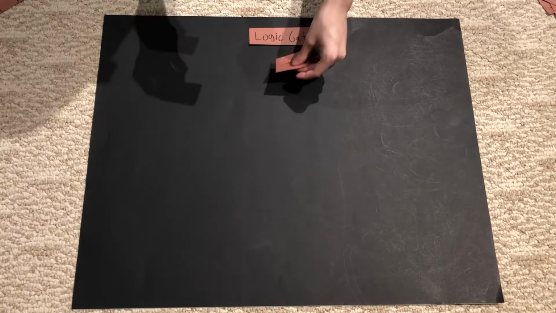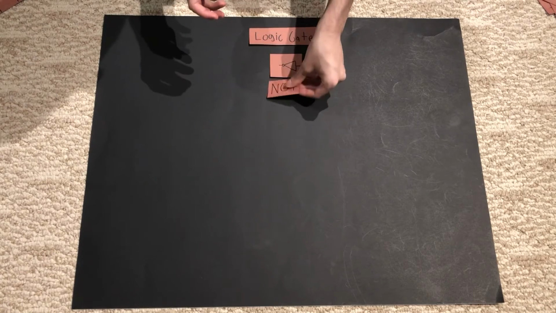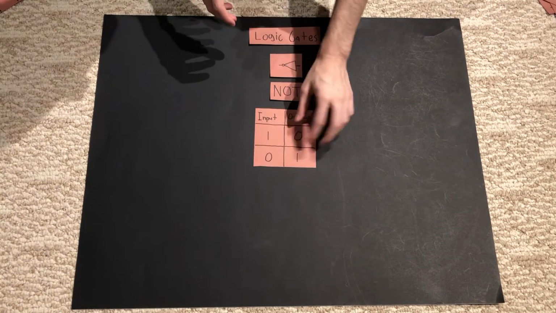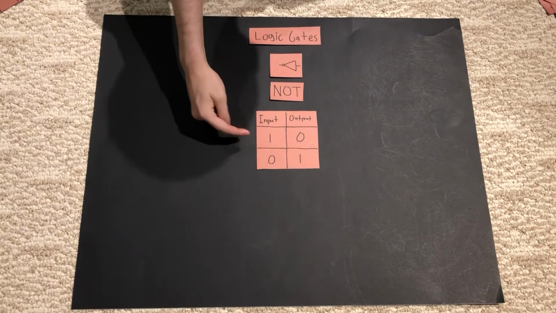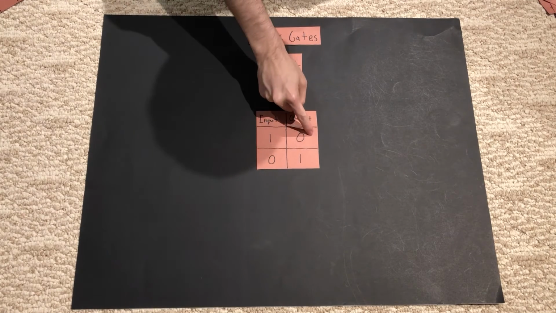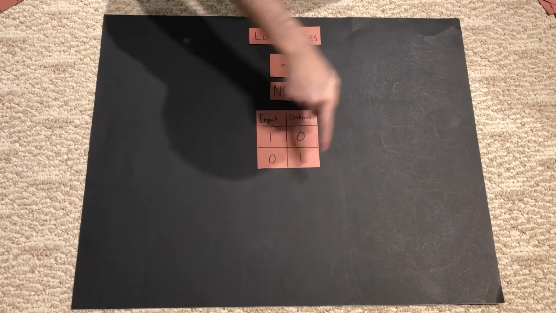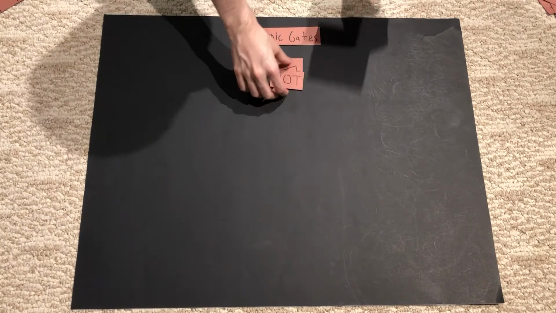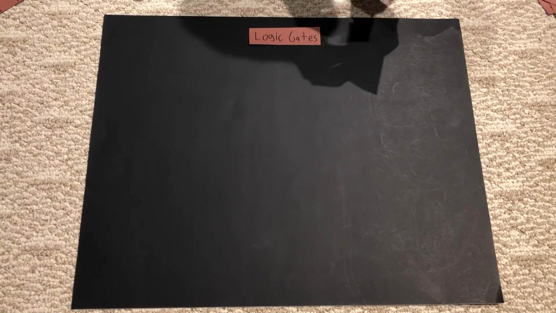First, the NOT gate. The NOT gate is simple. It takes an input value and outputs the opposite value. For example, input on, which we will call 1, and a NOT gate will output off, which we will call 0. Similarly, if you input a 0, a NOT gate will output a 1.